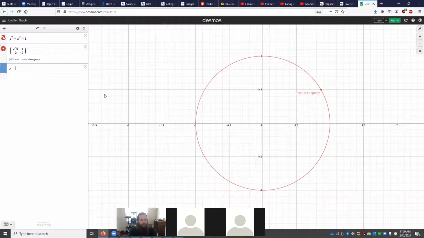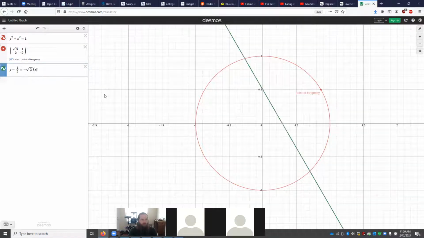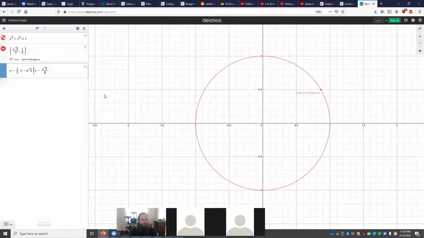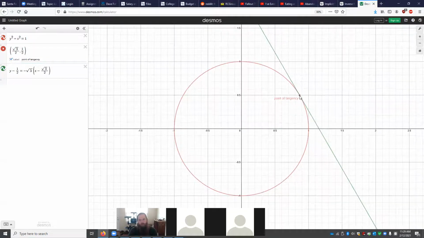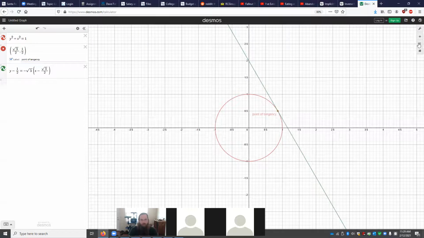And then my tangent line is y minus 1/2 equals negative square root 3 times x minus square root 3/2. There's the tangent line, right? And you can see that this line, the green line, really is tangent to the circle there. Cool, right?